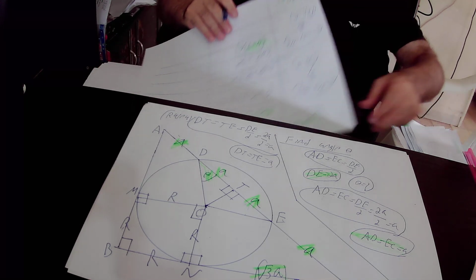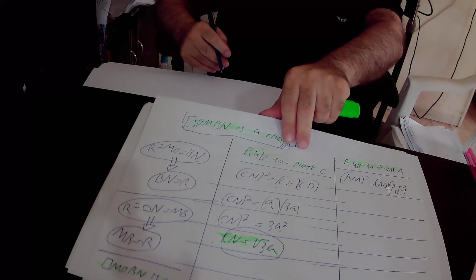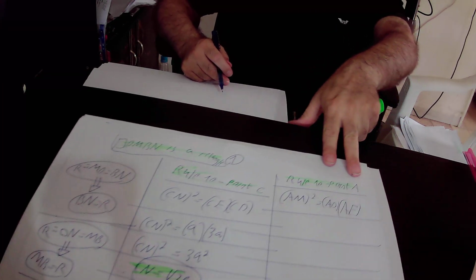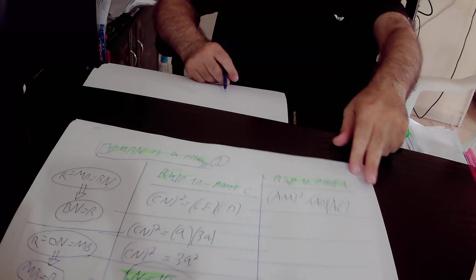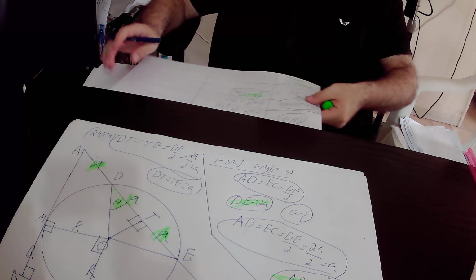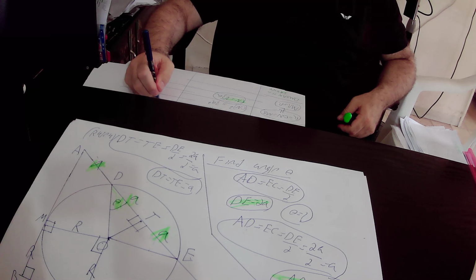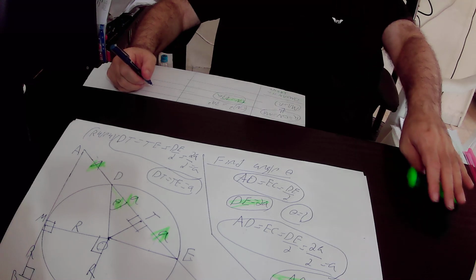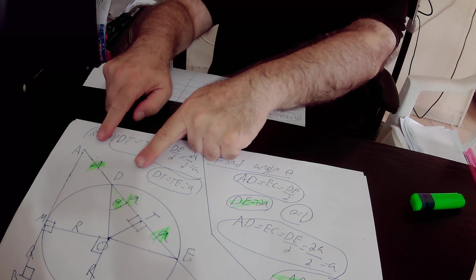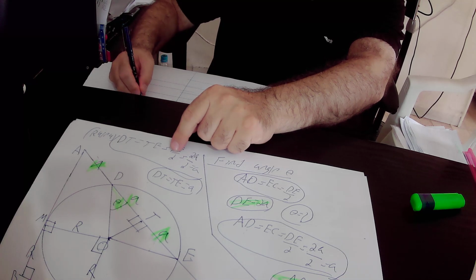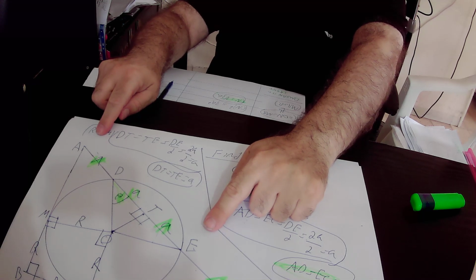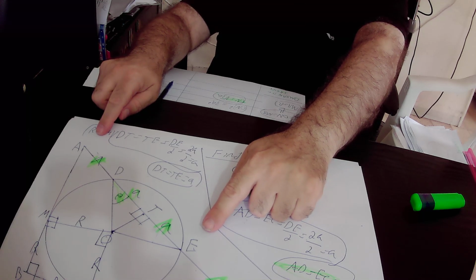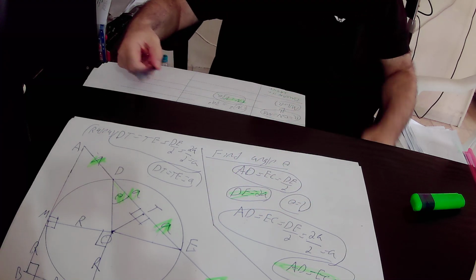Repeat again. If we focus on the external point A, according to rule number 10, we get that AM square equals AD times AE. So AM square equals AD. AD is A, so we substitute AD by A, times AE. AE equals A plus A plus A, that is 3A, so we substitute AE by 3A.